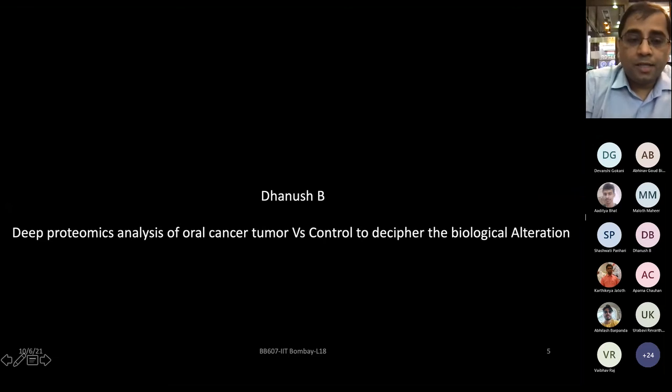All right, so the next presenter is Dhanush. He is going to talk about oral cancer, which will bring new information for a different type of tumor. As some of you are already aware, this is one of the most prevalent cancers in India, and with a lot of tobacco chewing and people's different food habits, oral cancer is still one of the major challenges in India. So it will be really interesting to see what Dhanush is able to decipher from this data set.